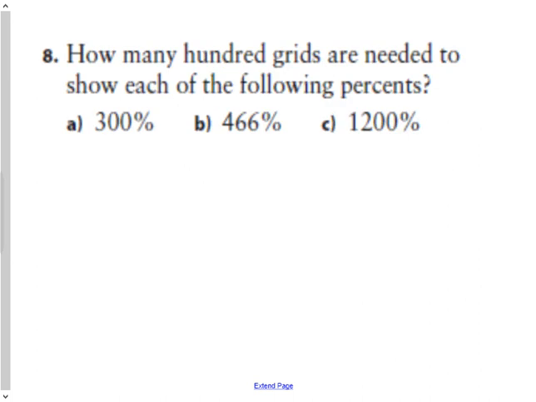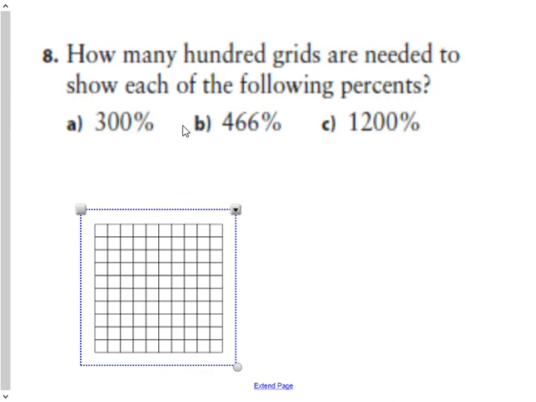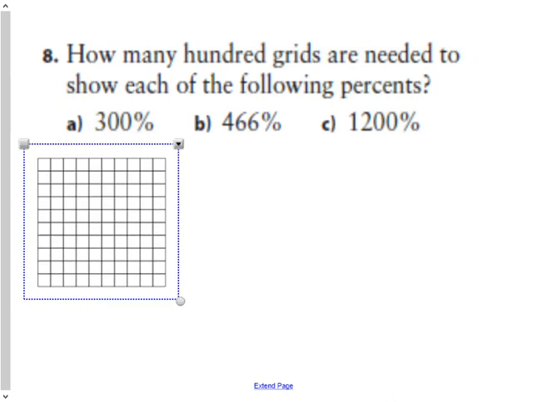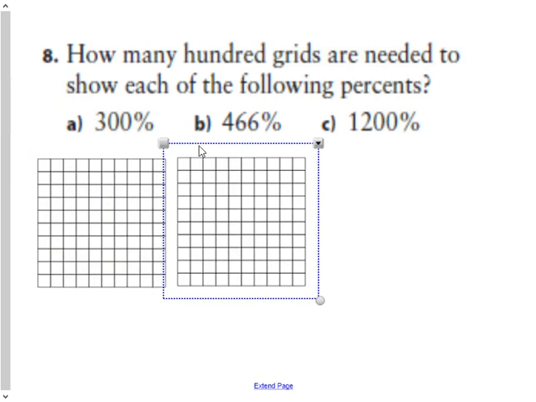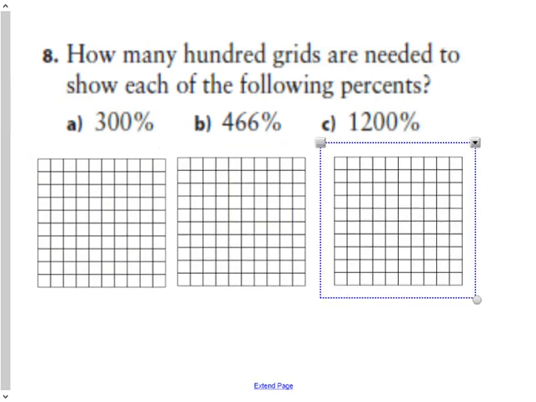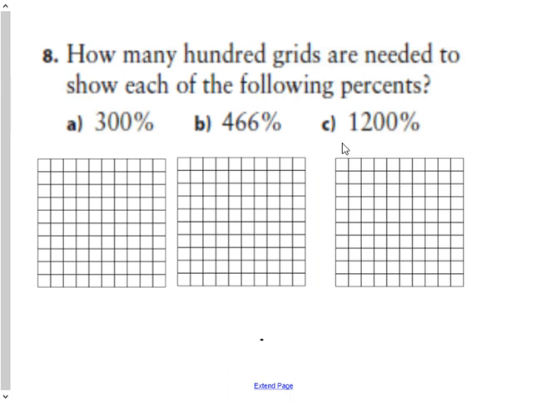Going on to question 8, it says how many hundredths grids are necessary to show each of the following percents? Well, since we're dealing with 300%, we're going to take this 100%, and we would clone it 3 times. Clone it once, clone it again. So I would shade all of that in. All of those would be shaded in to represent 300%. So how many grids would I need? I'd need 3.